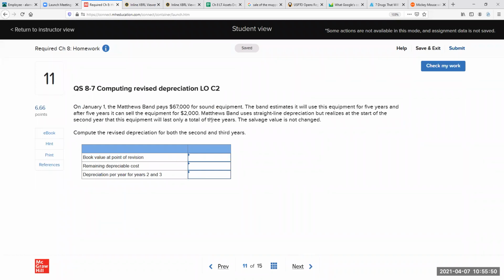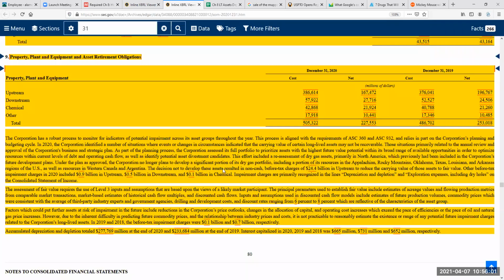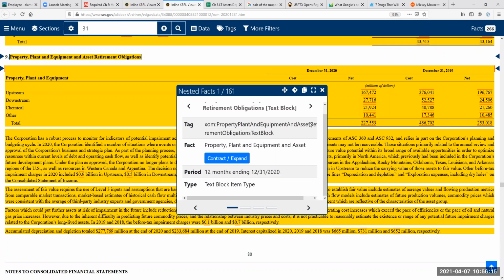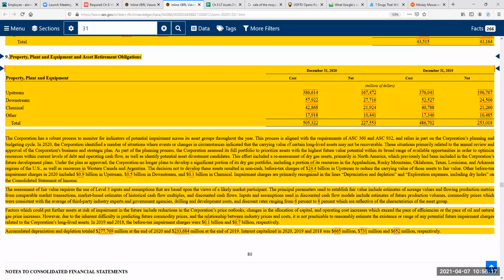Computing revised depreciation. So this is where we've got to take a look. Now you're revising the depreciation up or down. And we just finished reading that Exxon does that right here. It says the decision not to develop the assets resulted in non-cash before-tax charges of $24 billion in upstream to reduce the carrying value of those assets to the fair value. So right here, we see this. These things are real. We're learning right now in this class.